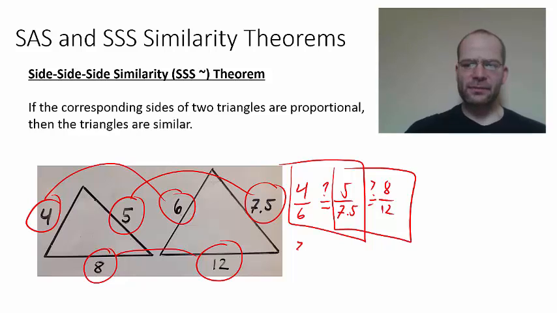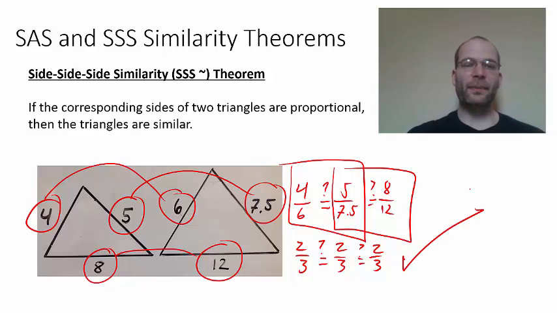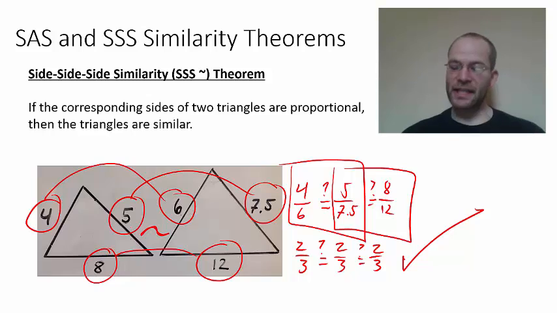4 over 6 is equal to 2/3. 5 over 7.5, that's actually equal to 2/3 as well. And 8 over 12 is actually equal to 2/3. So we can see that all of these ratios are equal, which means the sides are all proportional. And that means, of course, that these two triangles are similar. So we have similarity by side, side, side. Those are the rules we need to learn in this section. There's just one more thing I'd like to talk about briefly.